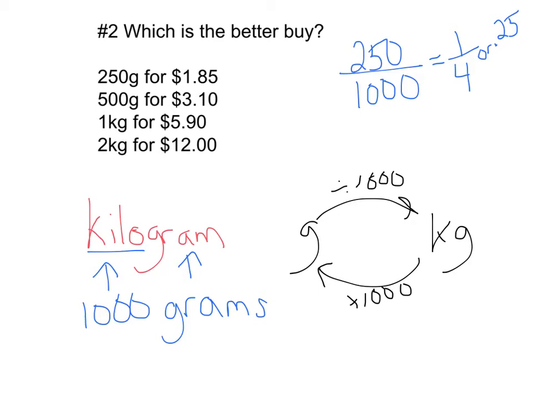You could decide if you want to use fractions or decimals depending on the situation. If you have a calculator, decimals are probably better. If you don't have a calculator, fractions are probably better. So we're going to replace that with a quarter. 500 is very similar. So 500 divided by 1,000, that's the same thing as half or 0.5. I'll stick with a half.